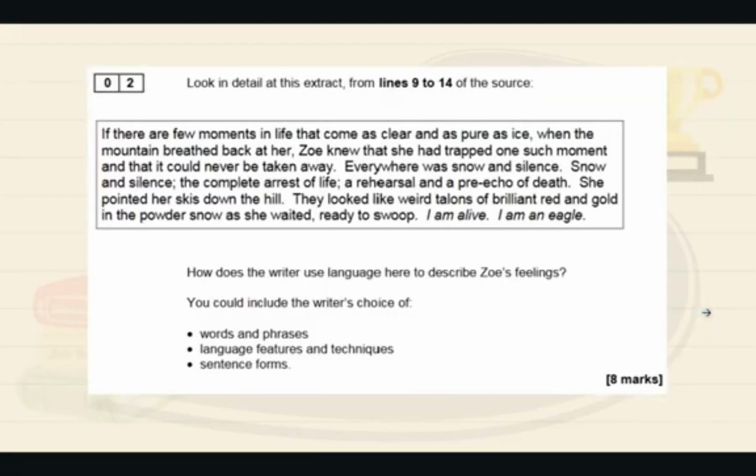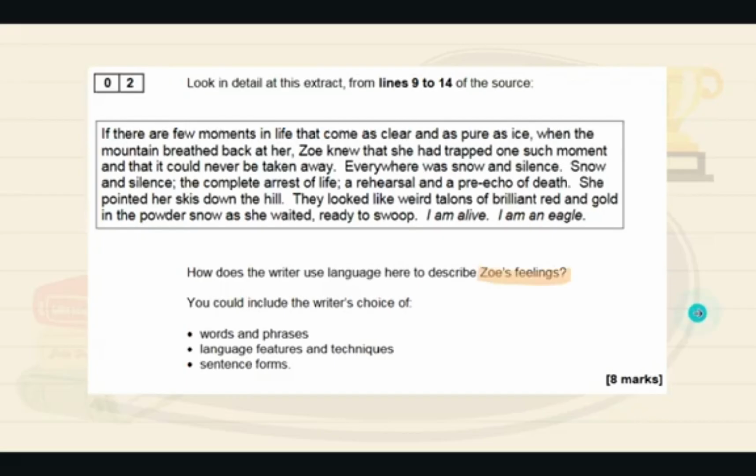Let's have a look at Paper 1, Question 2. Paper 1, Question 2 is a language analysis question. So it gives us another part of the extract, and it says, how does the writer use language here to describe Zoe's feelings? This question's 8 marks, so you have to make sure you're doing PEEL: point, evidence, explain, link. So pause the video now, have a go at planning and writing your answer, and when you're ready to check my answer, press play.